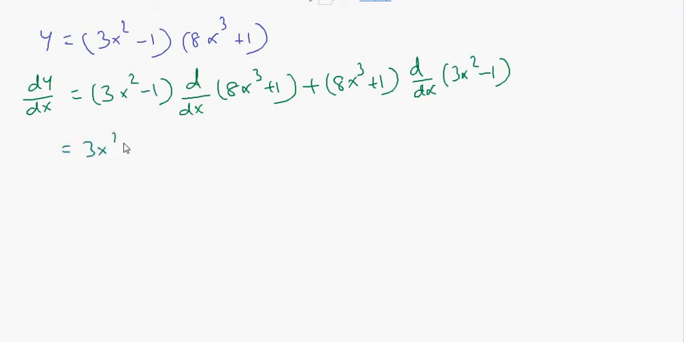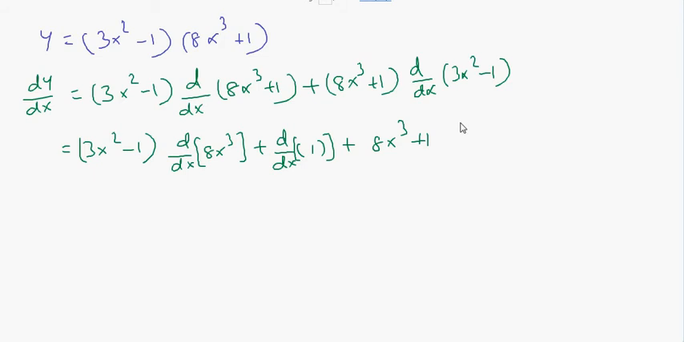This becomes 3x squared minus 1 times the derivative of 8x cubed plus 1, which is the derivative of each of these terms, the derivative of 8x cubed plus the derivative of the constant 1, plus 8x cubed plus 1 times the derivative of 3x squared minus the derivative of the constant 1.